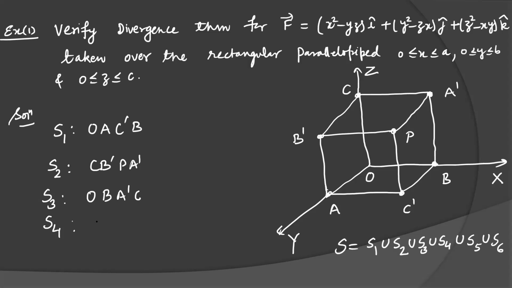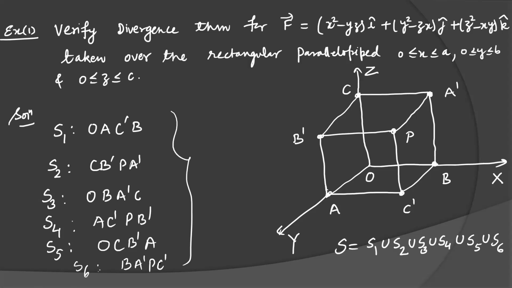S4 is AC dash PB dash. S5 is OCB dash A. And S6 is actually here, BA dash PC dash. Now, what are the normal vectors for these six surfaces? These are all 2D surfaces. If you mix all six surfaces, you will get a 3D rectangular parallelepiped.